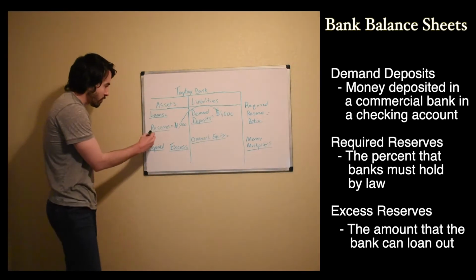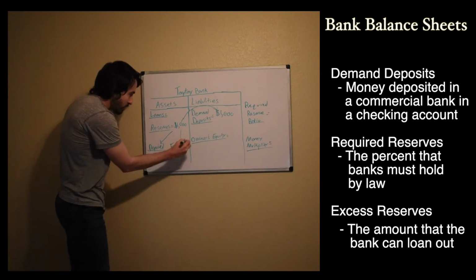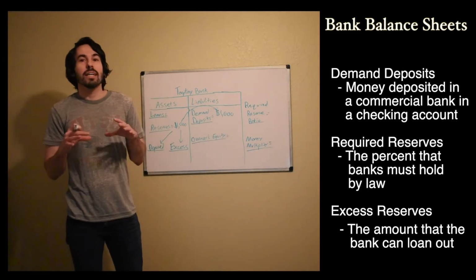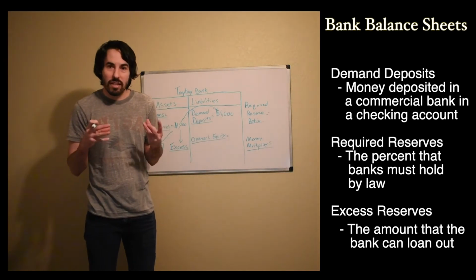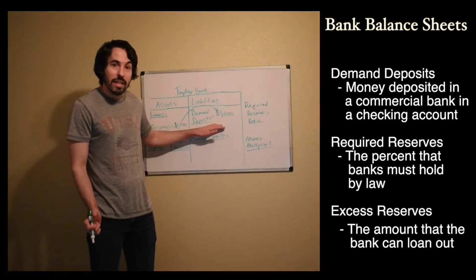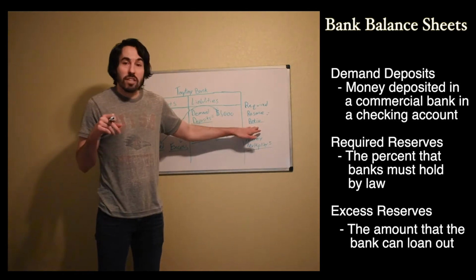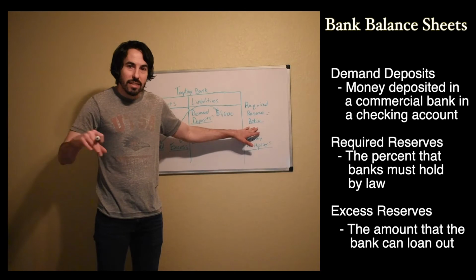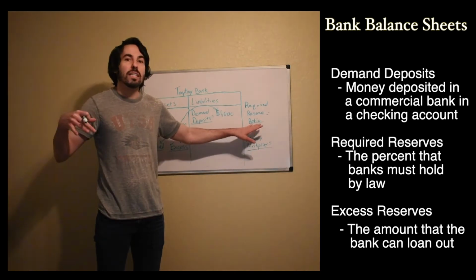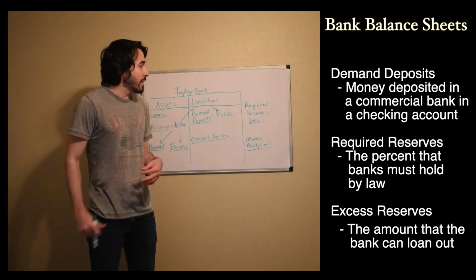Now there are two types of reserves: required reserves and excess reserves. The required reserve ratio is the percentage of money in checking accounts and demand deposit accounts that a bank has to hold on to at any given time. The reserve requirement ratio is set by the Federal Reserve. They tell banks how much they have to hold on to. They do this in order to control the money supply, to control how much money is available in the country or in the world at any given time.